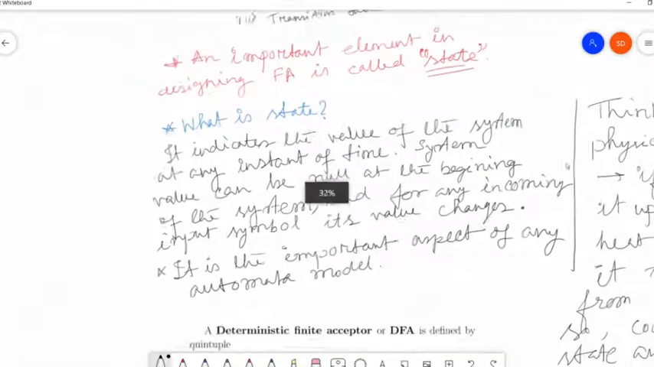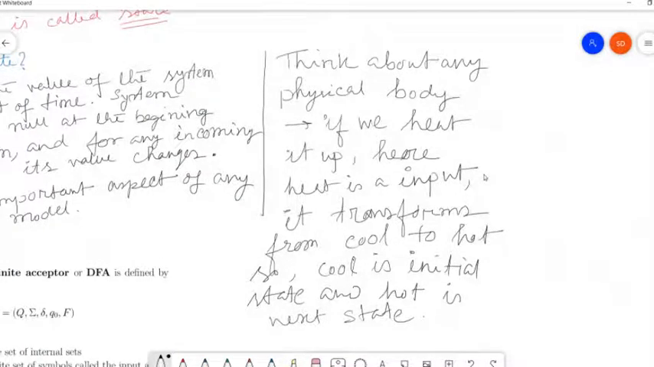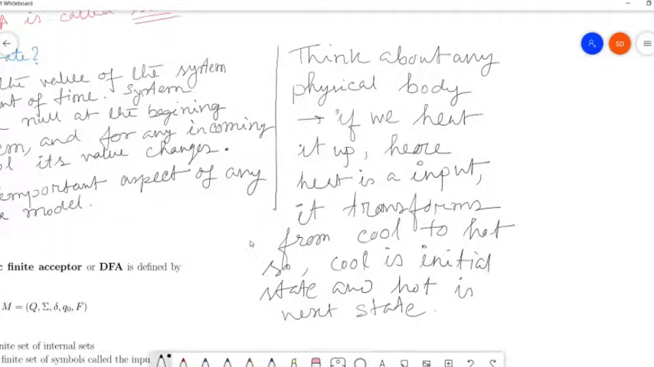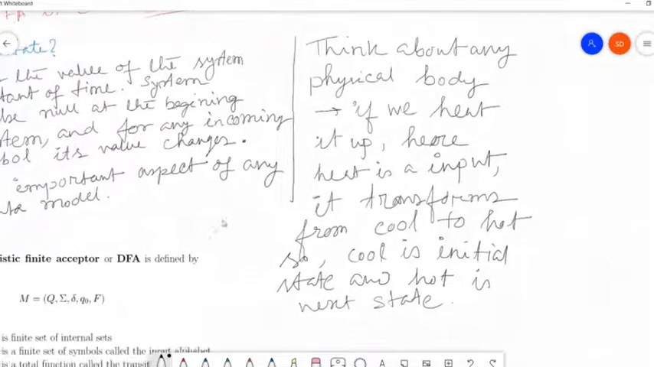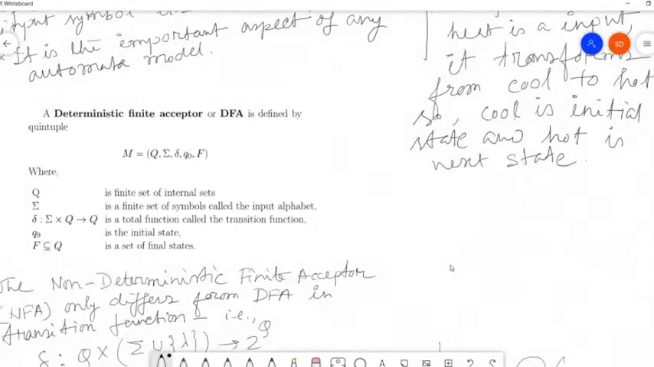For example, think about any physical body. At the initial state, it is cool. Now, if we provide an input like heat, its temperature goes up. So its state changes from cool to hot. In the same way, this physical phenomenon can be modeled using a symbolic representation of state, which we will use broadly throughout our design of finite acceptors.